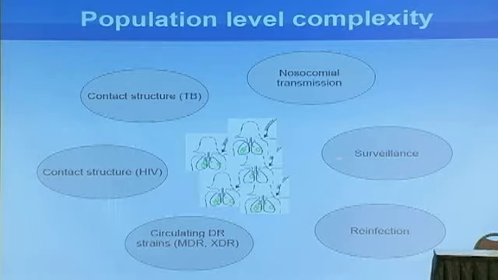Reinfection is another one where we've developed some models, and I do think this interacts with the question of progression from latency to active disease in potentially very important ways. And of course, circulating strains, and then HIV contact structure is another one, because as you've heard, HIV co-infection is to a large extent driving dramatic increases in TB rates.